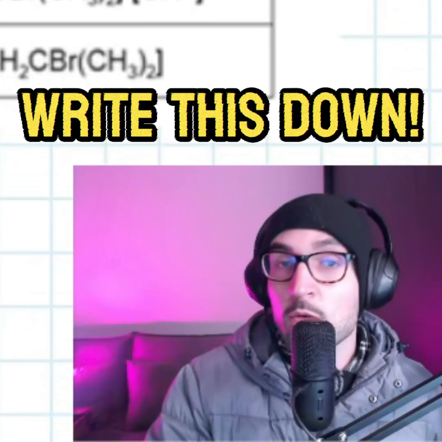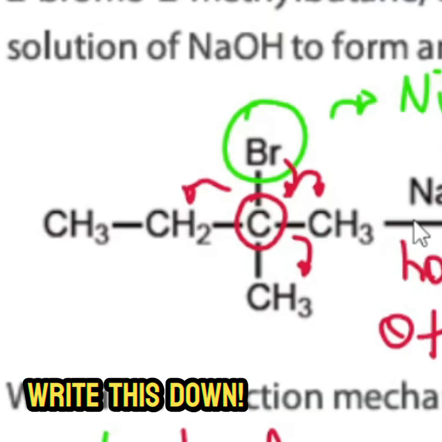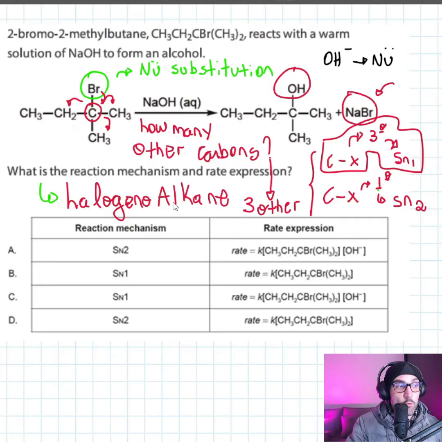Write this down. Every single time that I have a nucleophilic substitution and you have a tertiary halogenoalkane, you're going to go through mechanism SN1. More on that later. I will explain the whole mechanism in another video. SN1, because it's unimolecular, so we can already eliminate A and D. So it's going to be SN1.